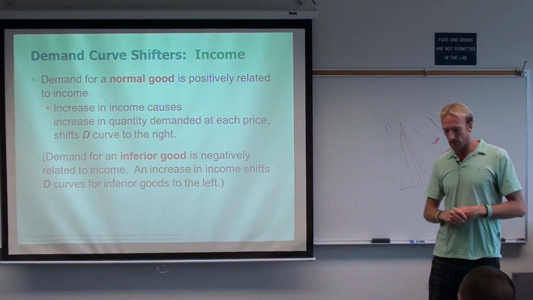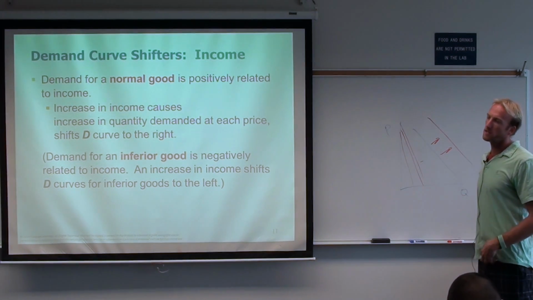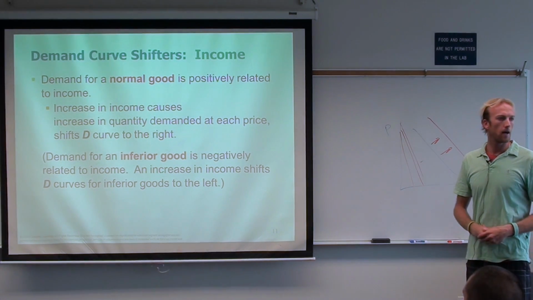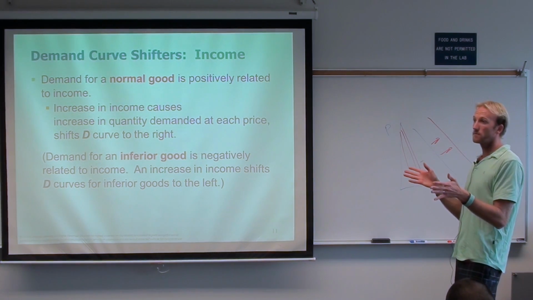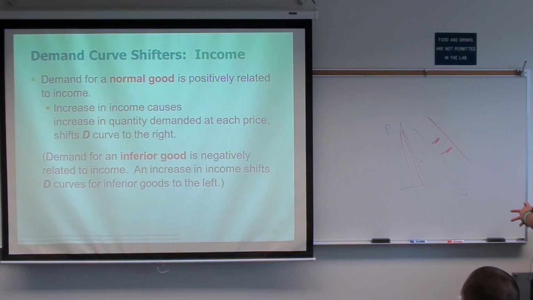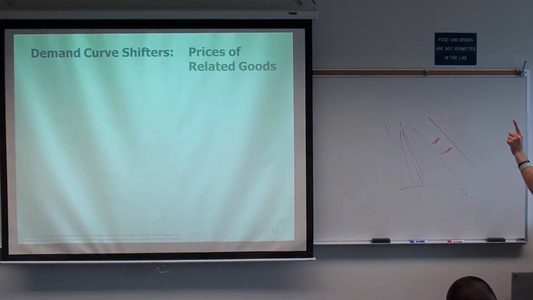So for analysis in this class, you just have to ask yourself a simple question, and generally if there's a question on this, I'll highlight it. Is this a normal good, or is it an inferior good? Okay? A normal good will shift the demand curve up, inferior good will shift it down. Okay. Another thing, prices of related goods.